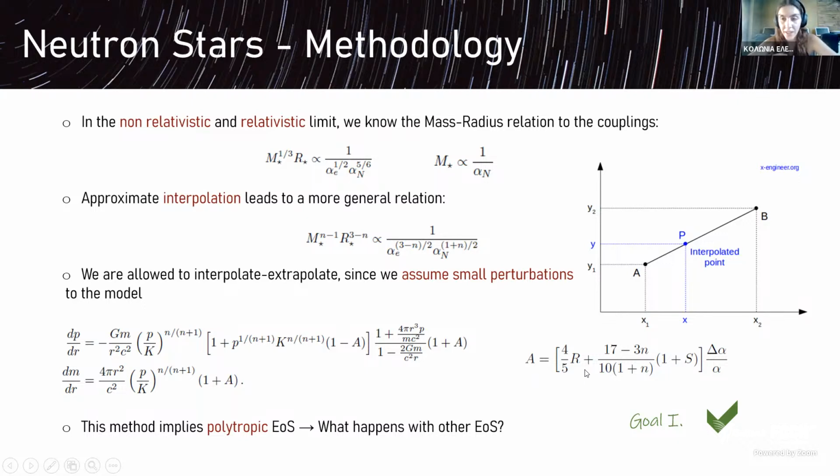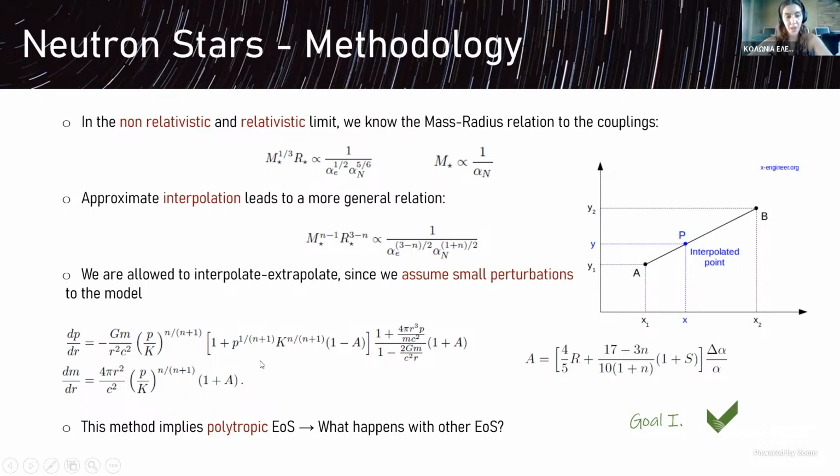So A here is the perturbation for these equations. And as you can see here, the important part is that there is a dependency, of course, on the RS and the variation of the fine structure constant, but there's also a dependency on the equation of state, so the polytropic index here. And this is really important because it says that depending on the mass, on the state of matter on the inside, this perturbation changes, right?